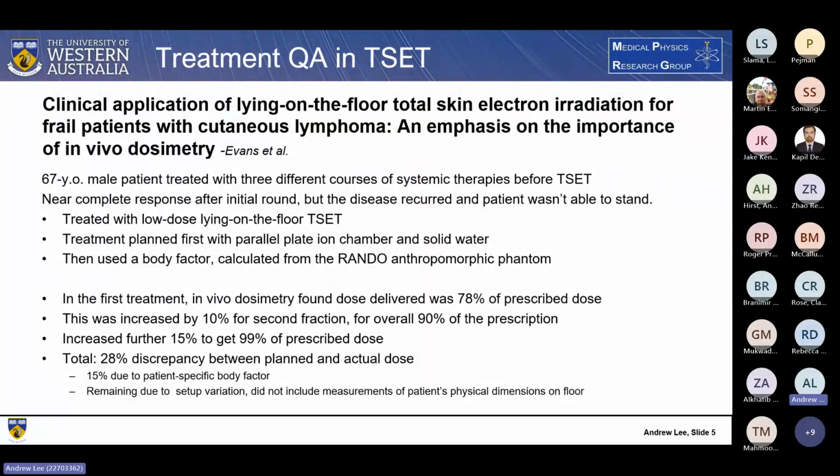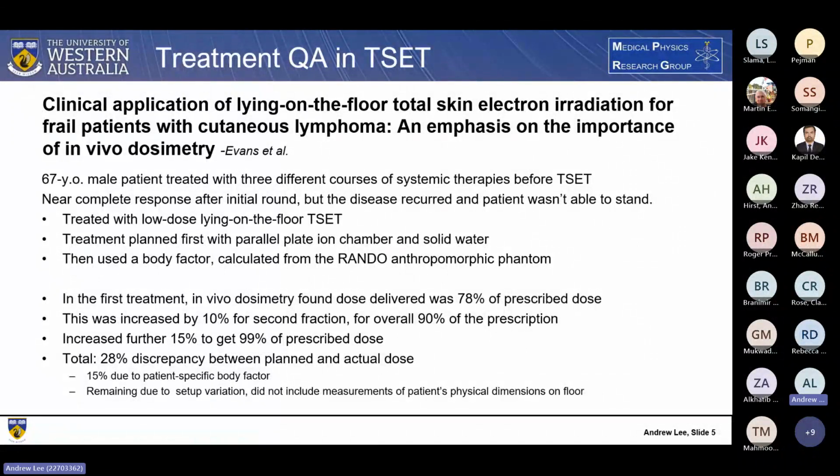Now, the majority of this is due to the different patient body factor, which is the difference in the patient geometry from the Rando phantom. So with that much discrepancy, it's going to severely impact our treatment outcomes.